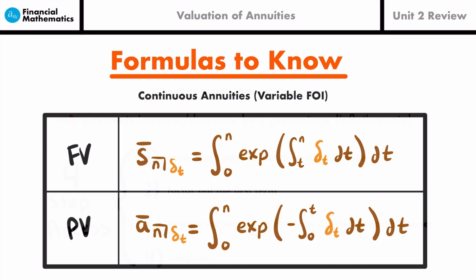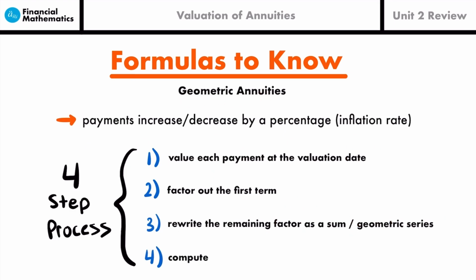But moving on, don't forget about geometric annuities, which are different from arithmetic annuities. You have a geometric annuity when the payments increase or decrease by a percentage, and we call that percentage an inflation rate. So that could be that every payment increases by 3% every period, or it decreases by 3% every period. When your payments increase or decrease every period by a percentage, you are working with a geometric annuity.